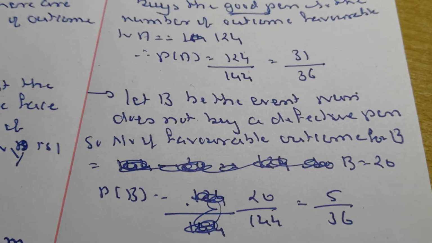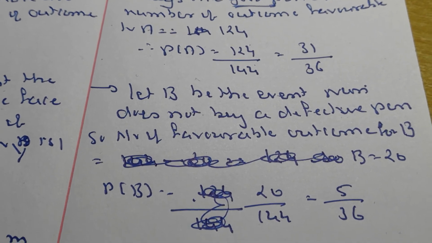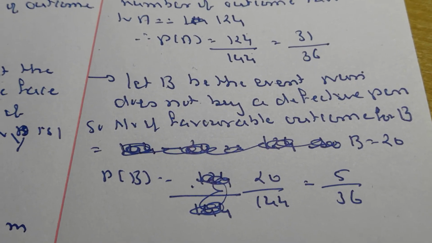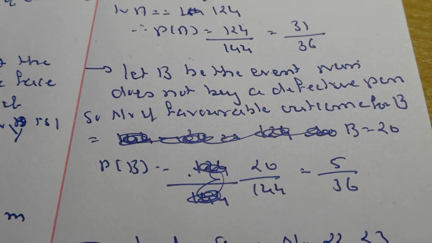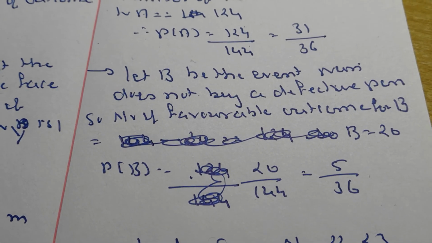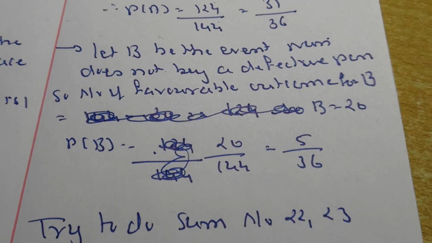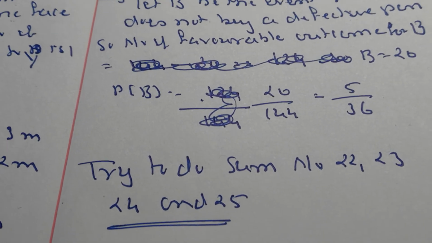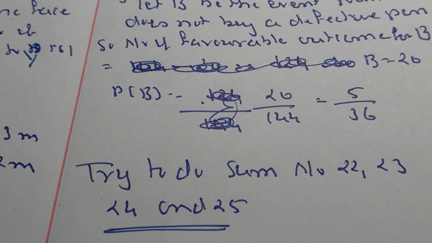Let B be the event that Nuri does not buy a defective pen. So the number of favorable outcomes for B is 20. That is P(B) is equal to 20 upon 144 is equal to 5 upon 36.